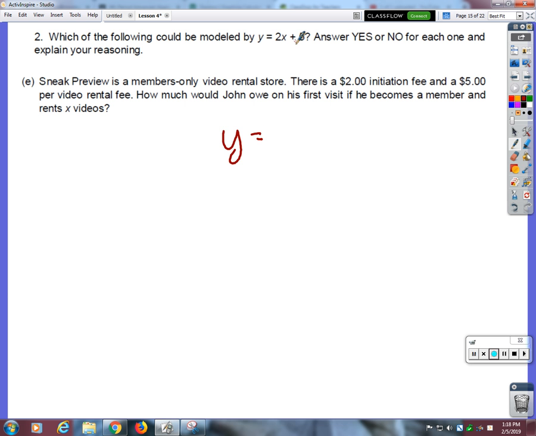Well, that's what we got, 2x plus 5. 2x plus 5x. Because the 2 only happens one time. That's your initiation fee, $2. The $5 happens with every video rental.